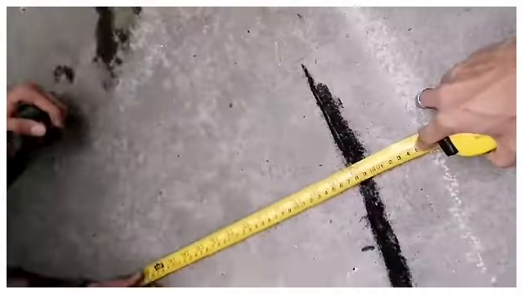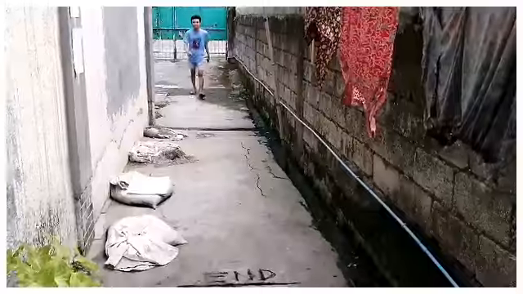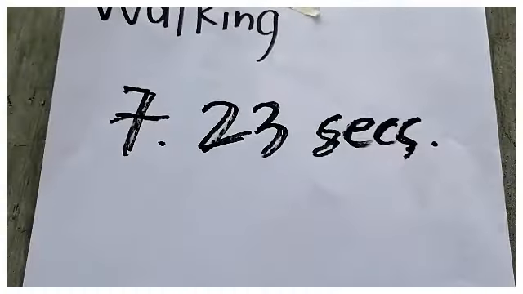Using a steel tape measure, measure a 10-meter straight distance and mark the starting point and the end point. From the starting point, walk until you reach the end point and record your time. Repeat 3 times. On the first try, I got 7.23 seconds.